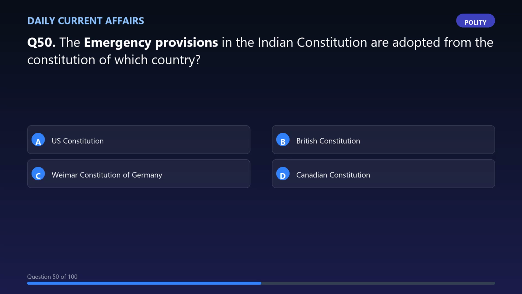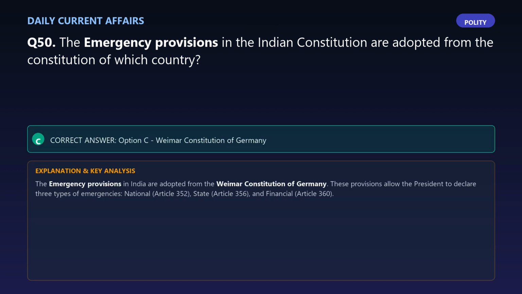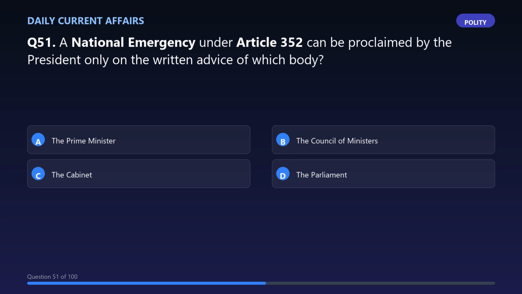Question 50. The emergency provisions in the Indian Constitution are adopted from the Constitution of which country? The correct answer is option C, Weimar Constitution of Germany. Explanation. The emergency provisions in India are adopted from the Weimar Constitution of Germany. These provisions allow the President to declare three types of emergencies: national, Article 352, state, Article 356, and financial, Article 360.